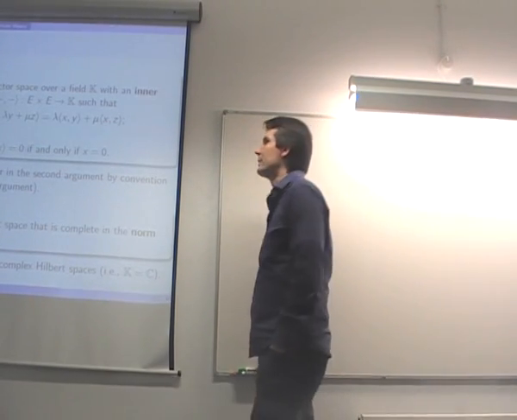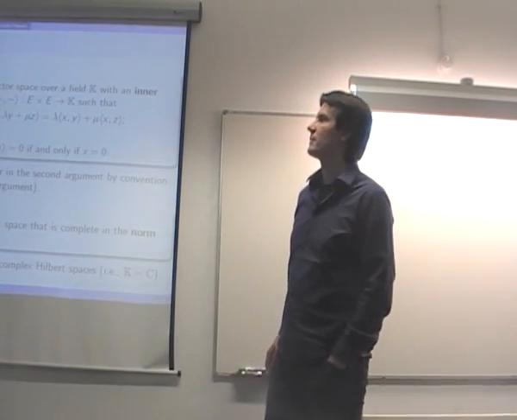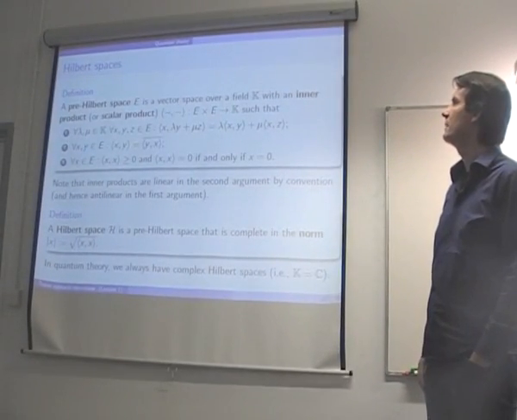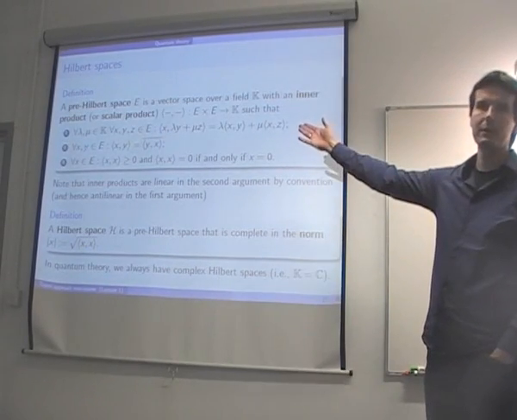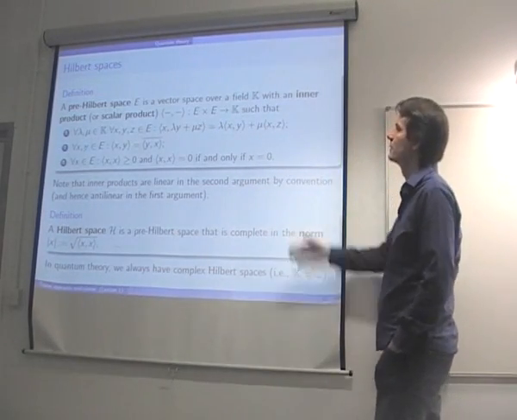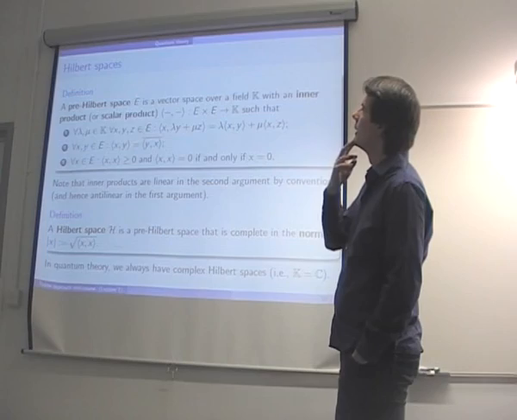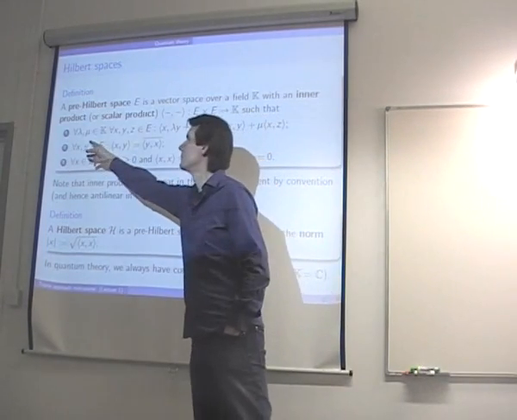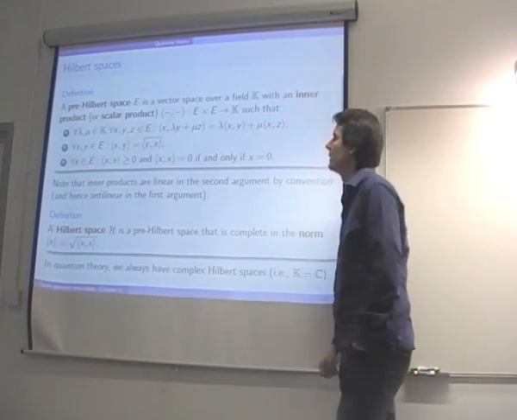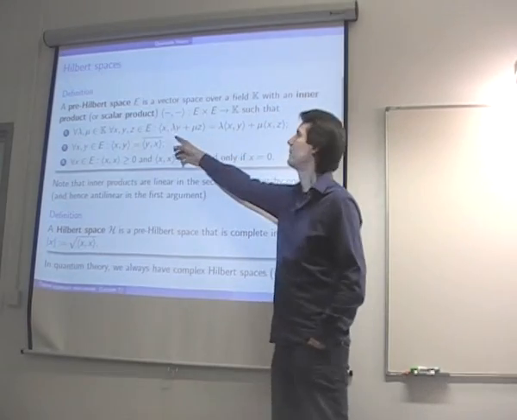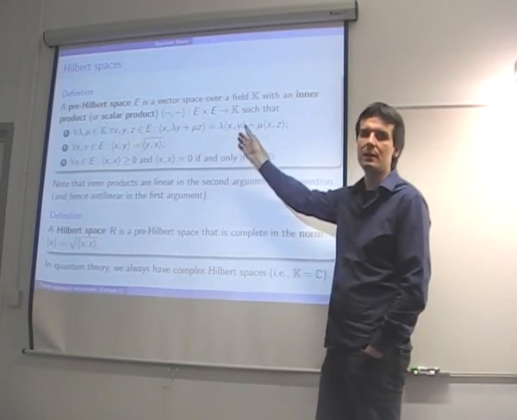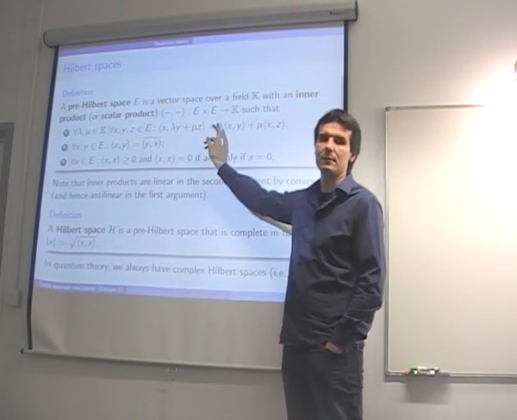Okay, you've seen this, but anyway, here goes. A pre-Hilbert space E is a vector space over some field K, which has an inner product, or scalar product, from E times E to K, such that these things hold. So for all lambda and mu from the field and all three elements x, y, z from your vector space, you have that this inner product behaves in this way. I think I don't have to read the formula. You see that it's linear in the second argument.